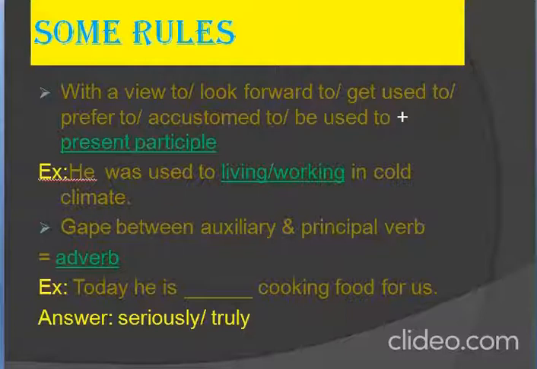Next, a gap between an auxiliary and a principal verb must be completed with an adverb. Okay? Today he is blank cooking food for us. I have written the answer. Today he is seriously cooking food for us. Today he is truly cooking food for us. Okay. So all these rules are very important for both cloze test with clues and cloze test without clues.